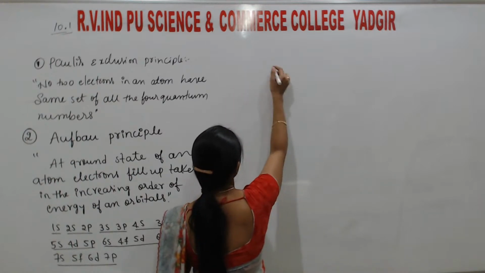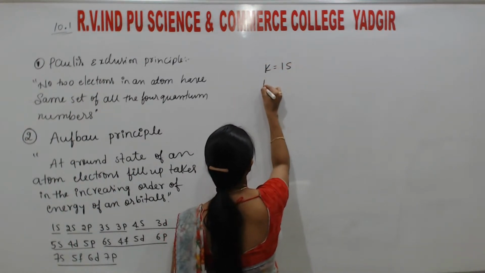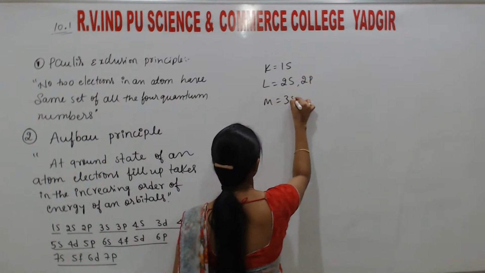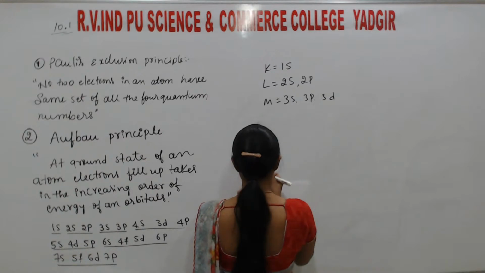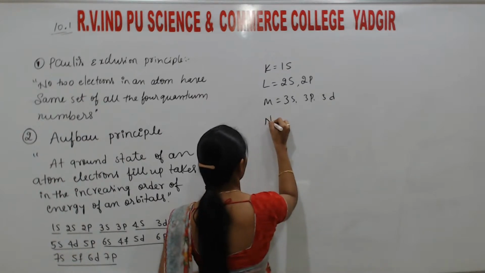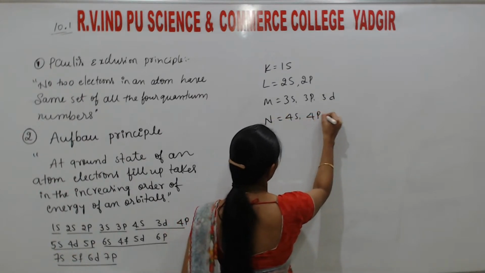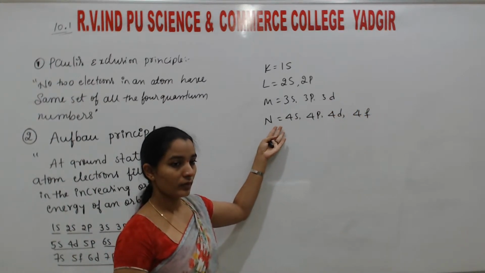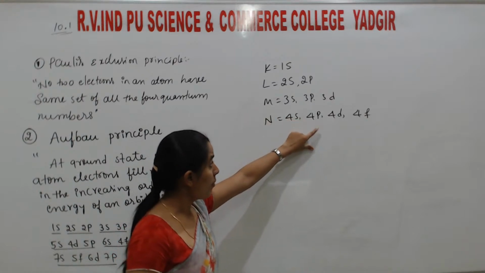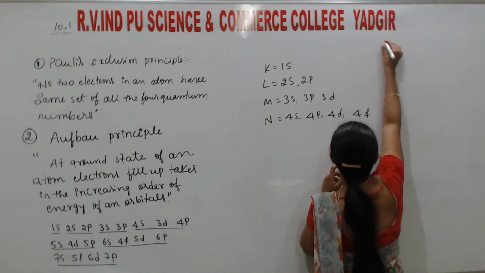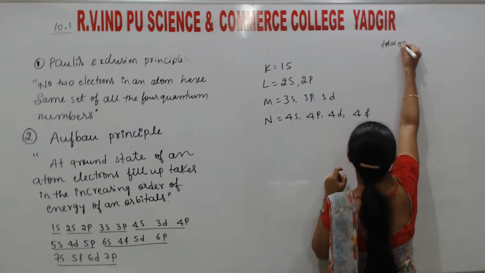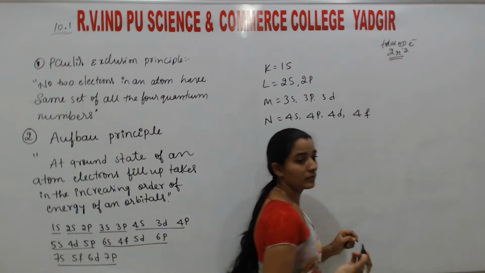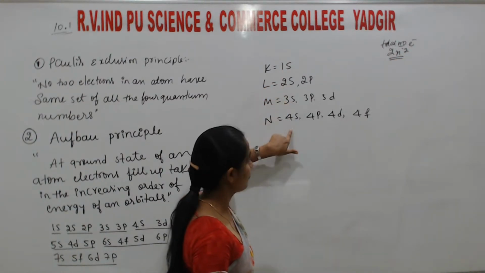Okay, so listen here. K shell means 1s orbital, L shell means 2s 2p orbitals, M shell means 3s 3p 3d orbitals, and N shell means 4s 4p 4d 4f orbitals. So students, the formula for the total number of electrons: the total number of electrons is equal to how much? 2n square. n value is 1, 2, 3, 4.